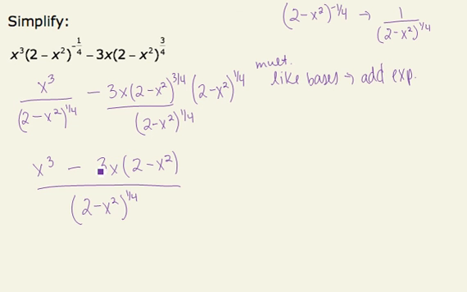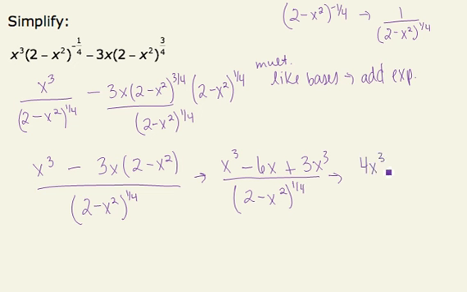Just distributing this negative 3x, I have x cubed minus 6x plus 3x cubed. Again, all divided by 2 minus x squared to the 1/4 power. From here, I'm going to combine my 3x cubed and my x cubed to 4x cubed minus 6x, still divided by 2 minus x squared to the 1/4 power.